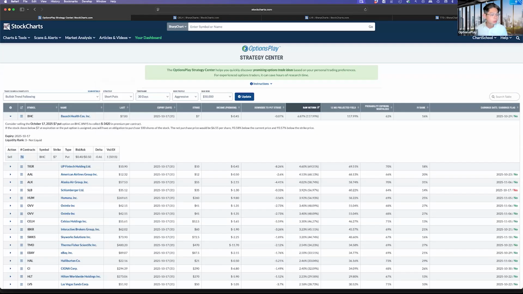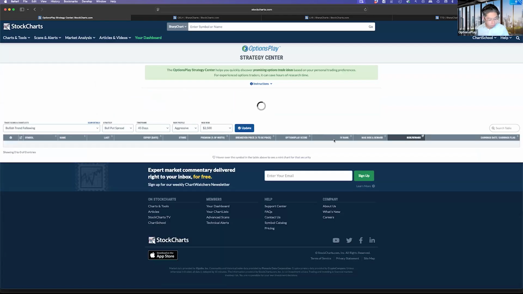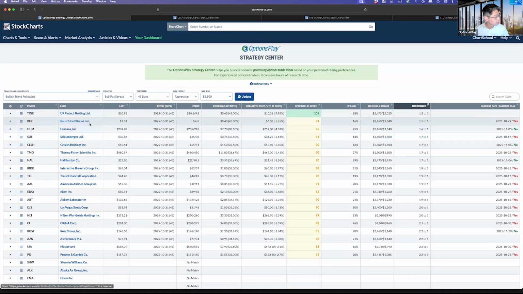What about nearing earnings report? Great question. That's why we have this field here on the right. It tells you whether or not there's an earnings report coming up between now and the expiration date of the strategy. So let's go back to our scenario here of bull put spreads for bullish trend following. And I think the first one we looked at before was, look at this.